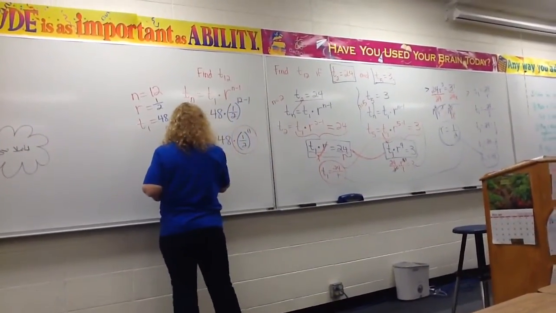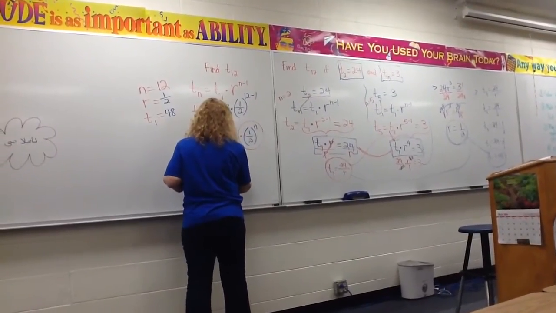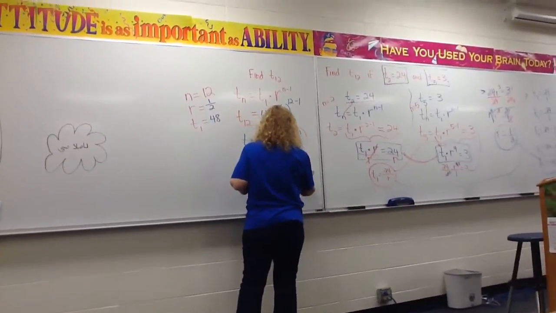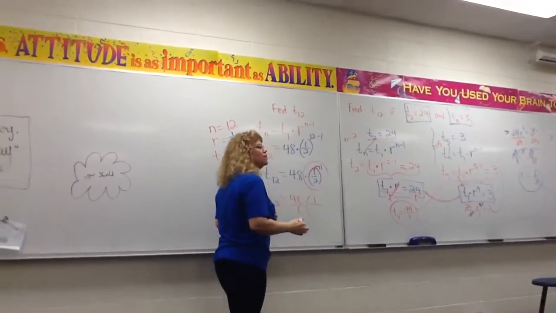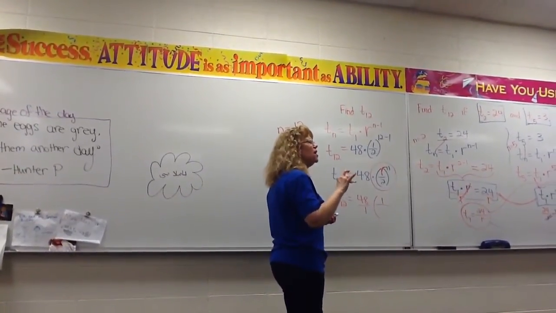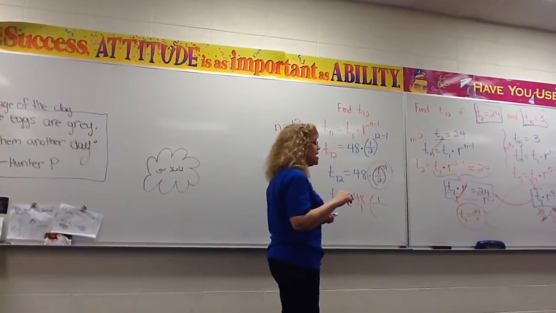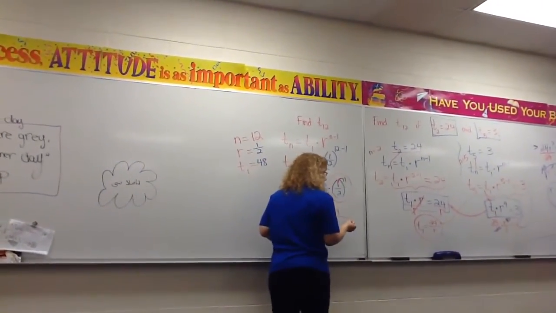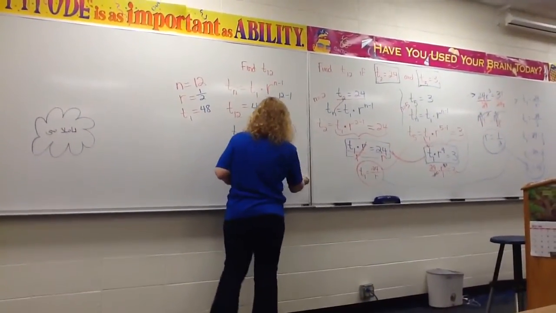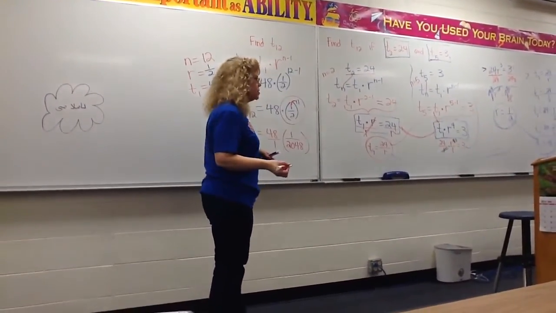It's 48. I'll put it over 1. What's 1 to the 11th? I can do that in my head. What's 2 to the 11th? 2, 4, 8, 16, 32, 64, 128, 256, 512, 1024. Is it 2048? Sure. Double check.